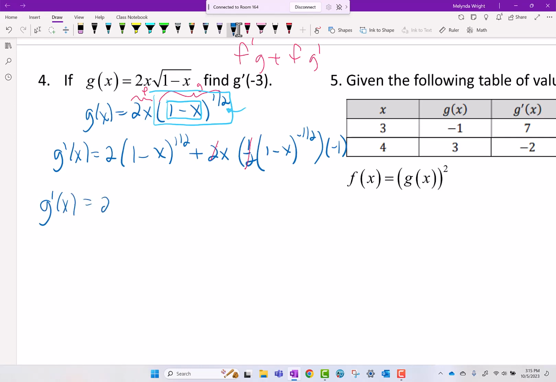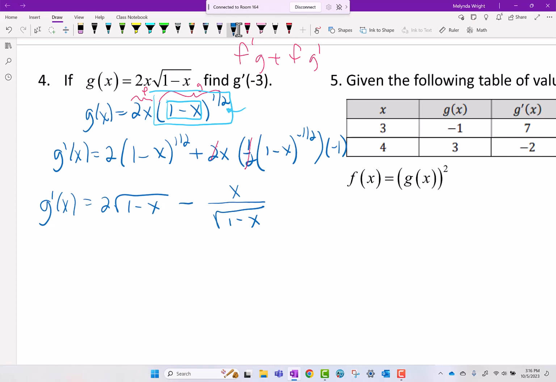So this would be 2 square root of 1 minus x, and then minus, because of this minus 1, x over square root of 1 minus x. Okay, so that's just algebra cleanup. Why did I put the square root of 1 minus x in the denominator of that second term? Because it's a negative exponent. It's a negative 1/2, so it has to go to the bottom. All right, is everybody okay with the rewrite?